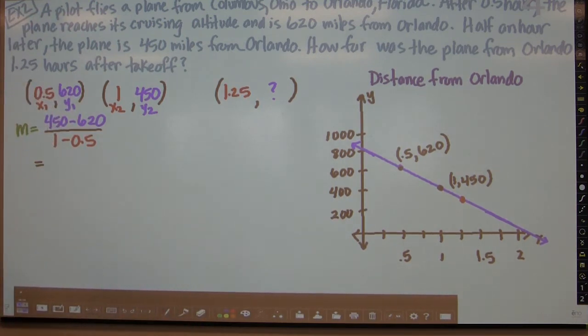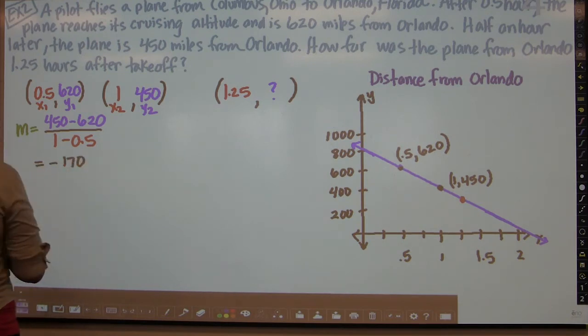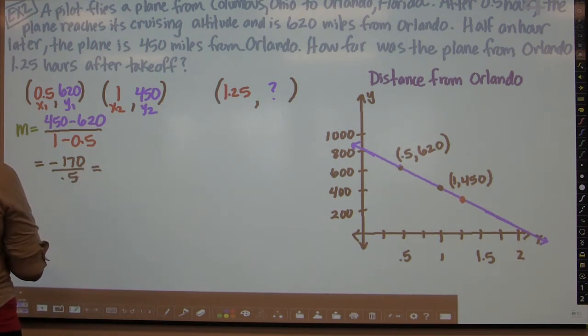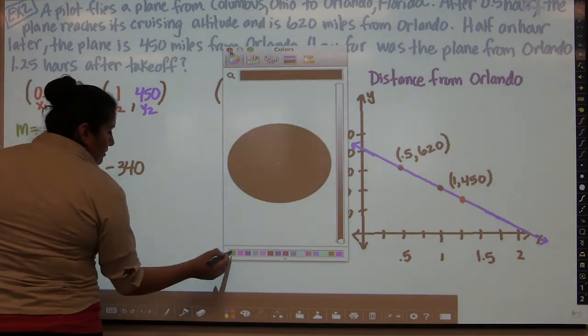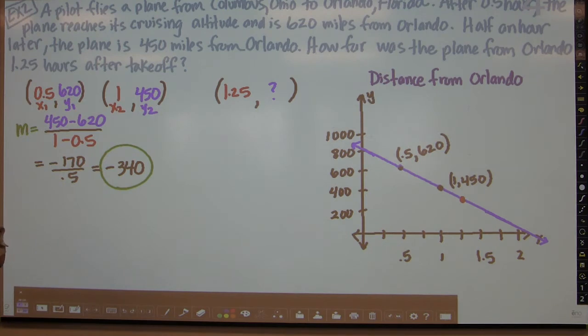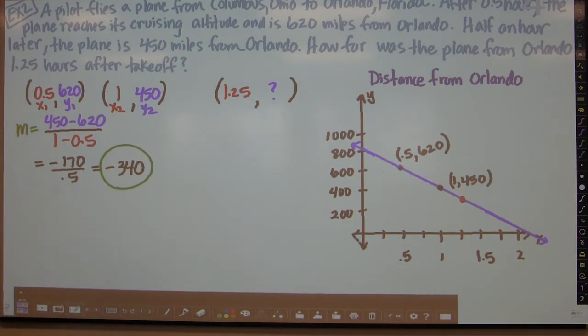450 minus 620 is negative 170, and 1 minus 0.5 is 0.5. So negative 170 divided by 0.5 is negative 340. So that is our slope, negative 340. Now we're going to use this information to work backwards, okay? And I'll show you what I mean right now.